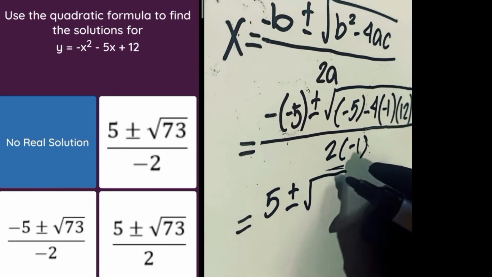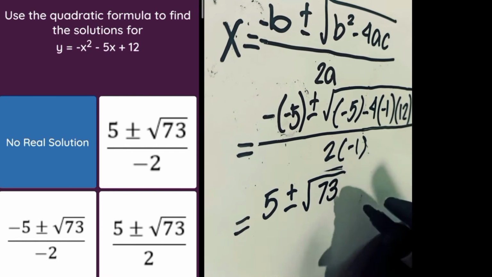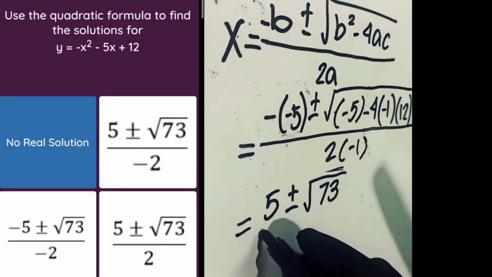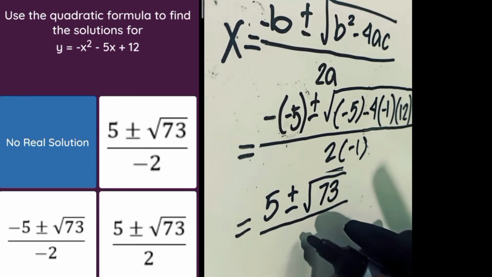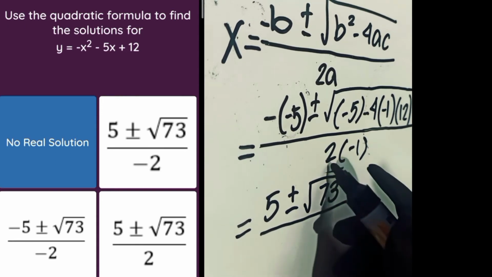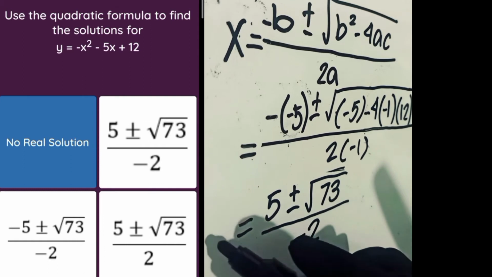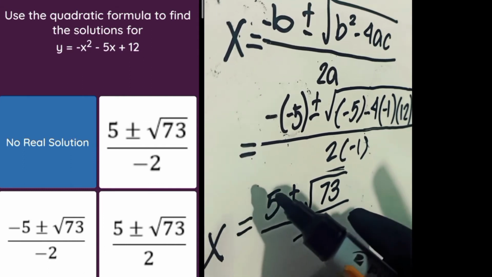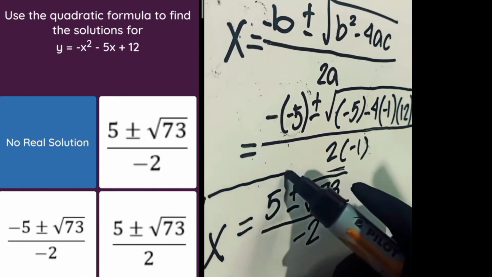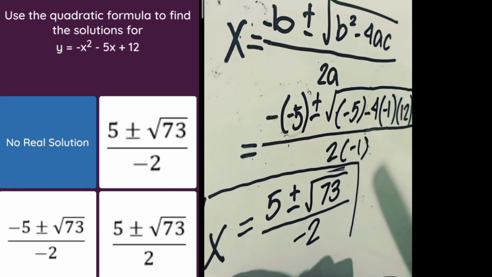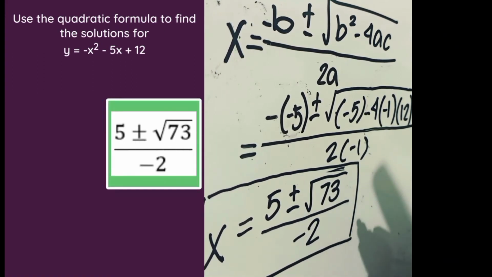So we write it down, square root of 73 over, as we can see, 2 times negative 1 is negative 2. As we can see from the choices, there we have it. So we have x equals 5 plus or minus square root of 73 over negative 2.